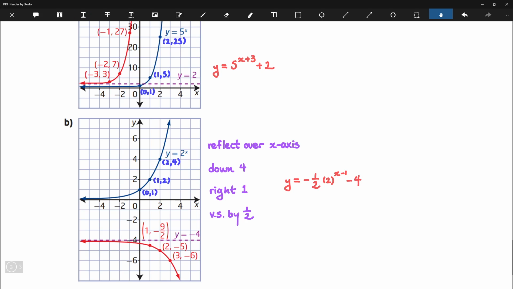So a bit more challenging example there. However, that is the extent of the transformations that we need to know for the exponential function. Again, that is the reflections, stretches, and the translations.